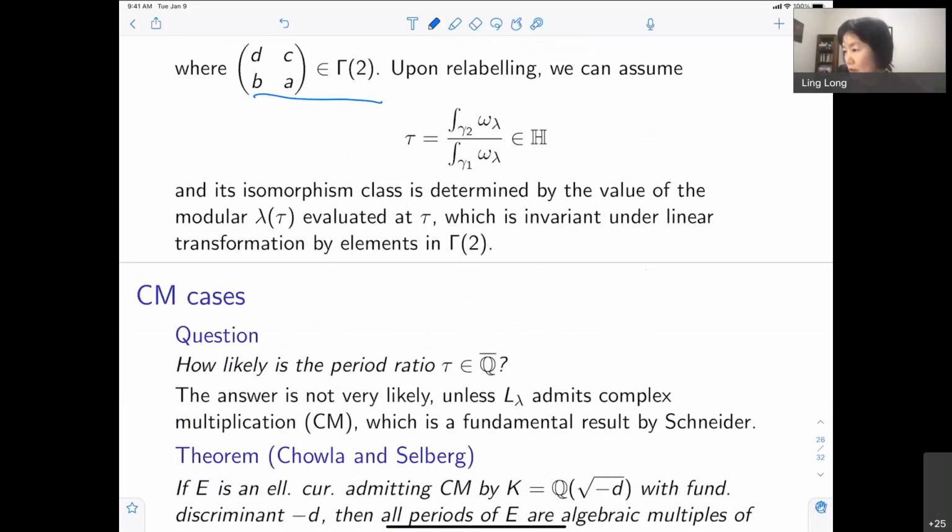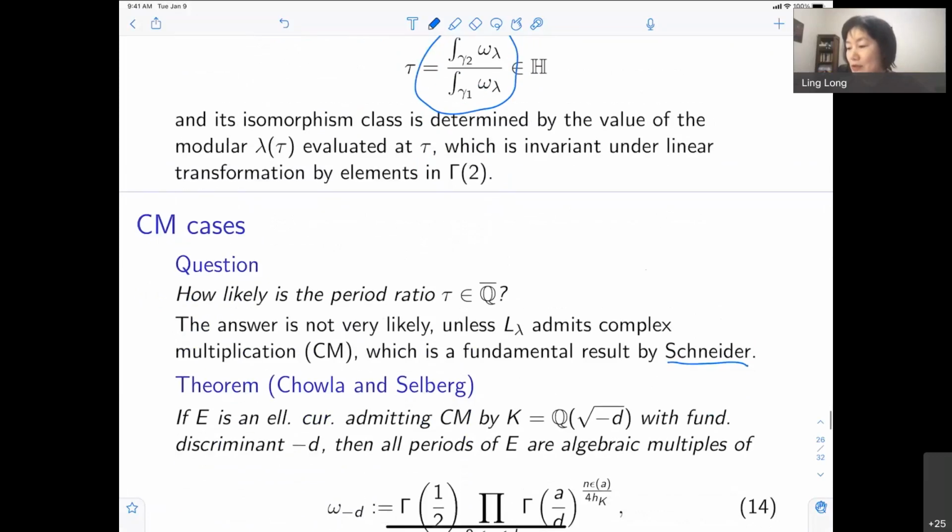Okay, so before we get back to Ramanujan, there are some questions I would like to bring to your attention. The first question is how likely such ratios, in general, turn out to be transcendental by nature, right? If you ask how likely the ratio is going to be algebraic, the answer is quite unlikely. For generic lambda, the ratio is going to be transcendental. Right? It's actually a fundamental result by Schneider that this ratio is going to be algebraic if the corresponding Legendre curve admits complex multiplication.